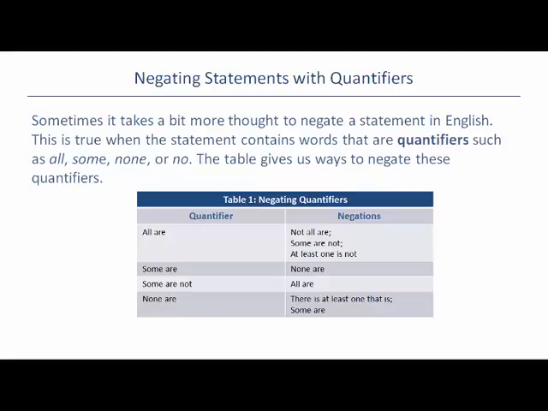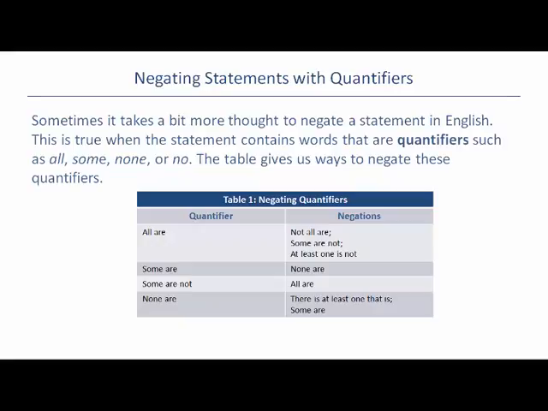Quantifiers are words that, as they sound, quantity, they give you an idea of how much of something you have. All, some, none, no, those are all quantifiers, right? All is all of it. None and no is none of it. Some is some portion of it, something between all and nothing. And to negate those quantifiers, it can feel a little tricky.